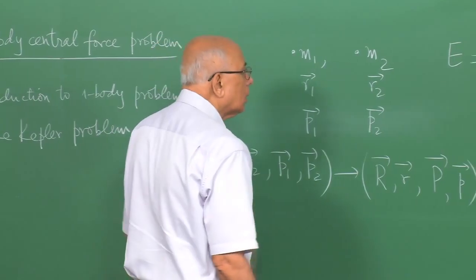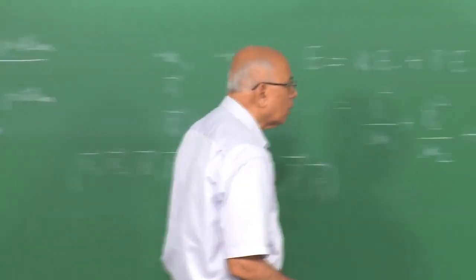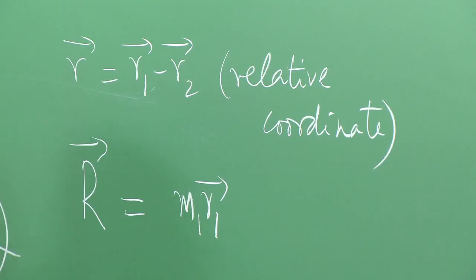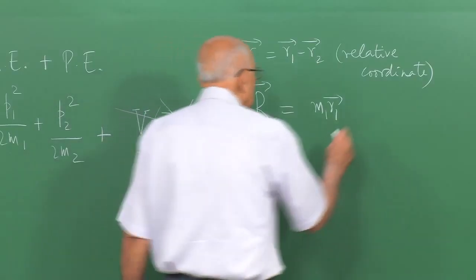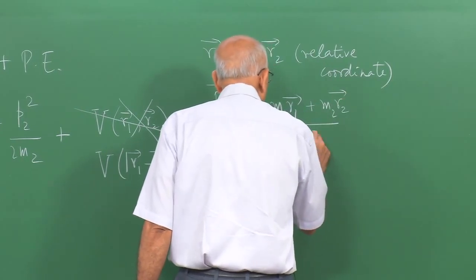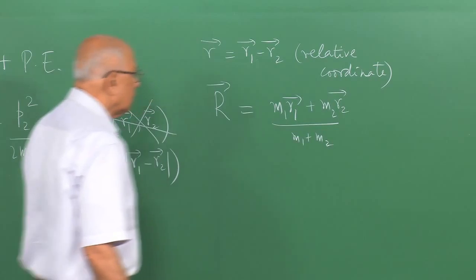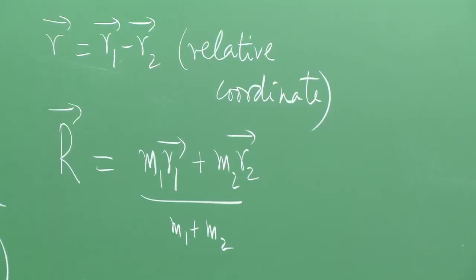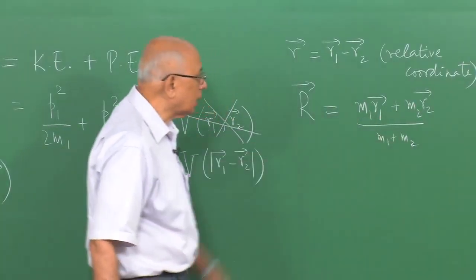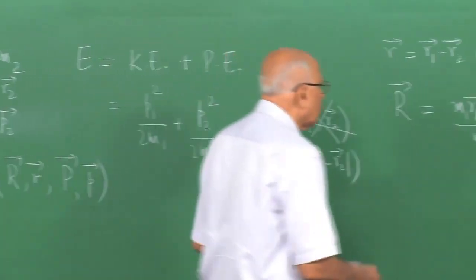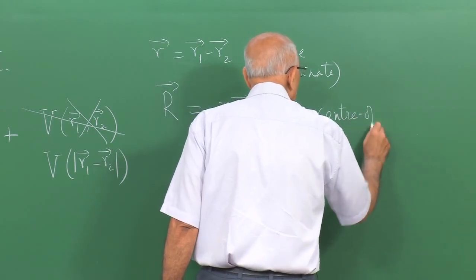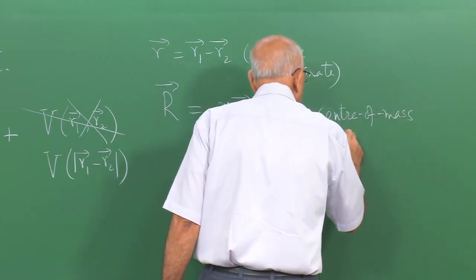So, with respect to any origin whatsoever, you define a center of mass coordinate which is m1 r1, so it is the coordinate of the first particle weighted with its mass, plus m2 r2, divided by m1 plus m2. If the two masses are equal, m1 equal to m2, then this is the halfway point, r1 plus r2 divided by 2. Otherwise, this is the general expression for the coordinate of the center of mass.